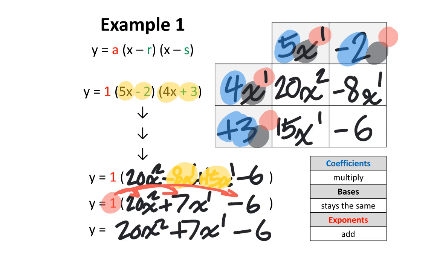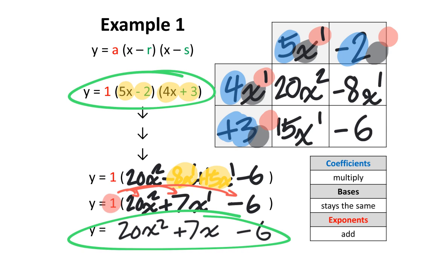Let's clean this up before we finish up. We don't like to see exponents that are 1, so I'm going to erase that 1. So we've successfully converted factored form to standard form.